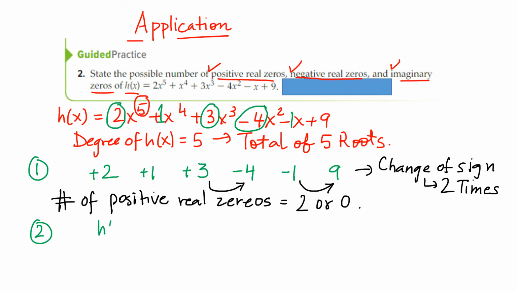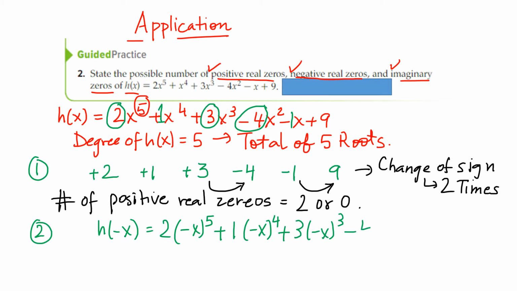So we need h of negative x. Wherever there is x, let's put a negative sign. I hope you can understand that when there is negative, the odd power will give you a negative sign. So let me first just substitute and then we'll come to the sign. 2 times negative x to the power 4 plus 3 times negative x to the power cube minus 4 times negative x to the power square minus negative x plus 9. So I've just done substitution here. Let's simplify a little bit.